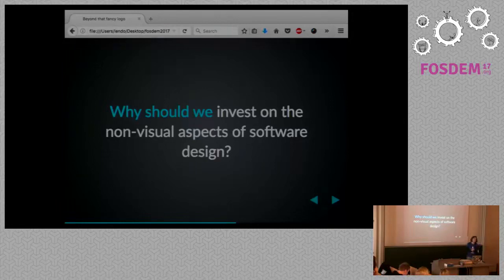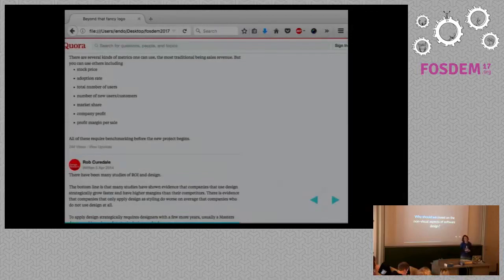Why should we invest in those non-visual aspects of design in the first place? Why should we spend time understanding our users and thinking about the content, the structure, and the behavior of our software? So I think I might be able to answer this question, and that's what I'm trying to do today in the rest of the time I have.